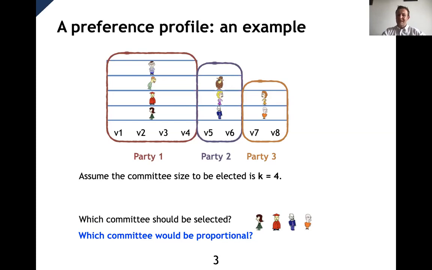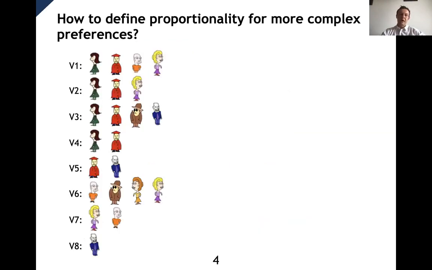So in this example, identifying a good proportional committee was easy, but this was due to a very specific structure of these preferences of the voters. In particular, any approval sets of any 2 voters were either the same or disjoint. However, what happens if the preferences of the voters can arbitrarily overlap?